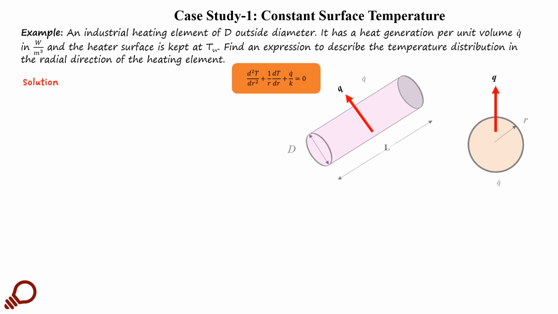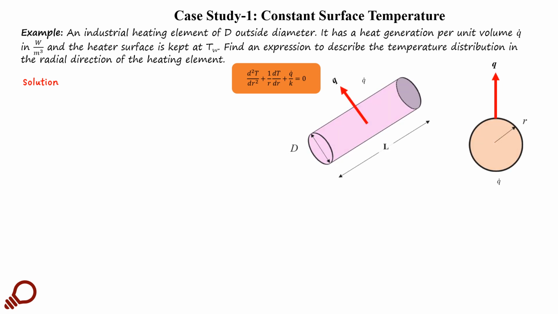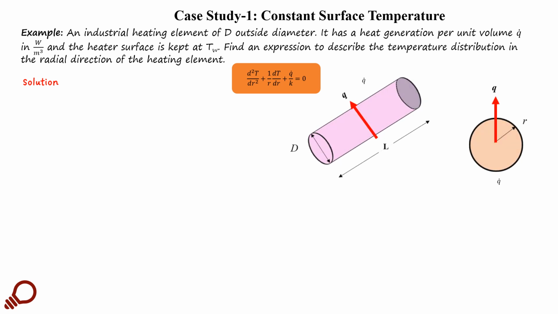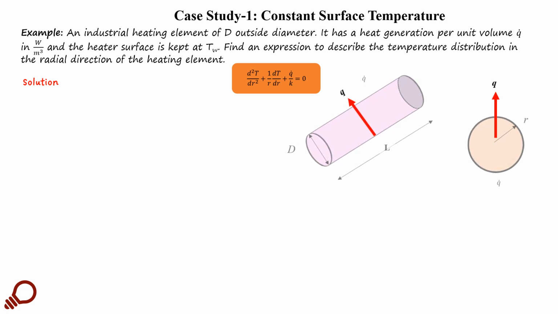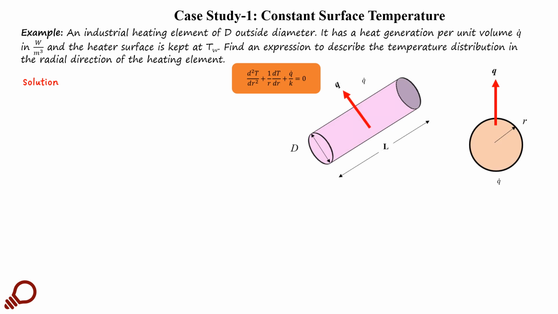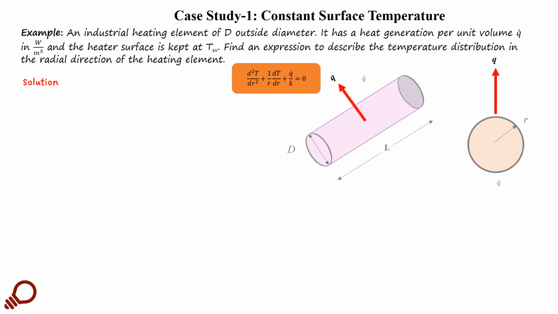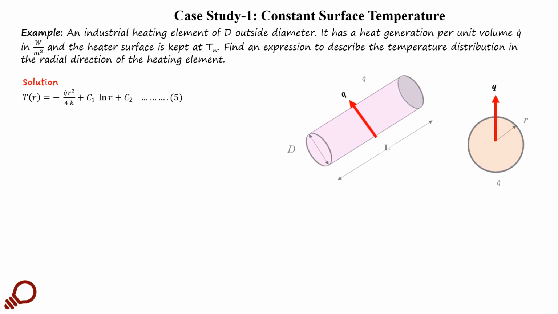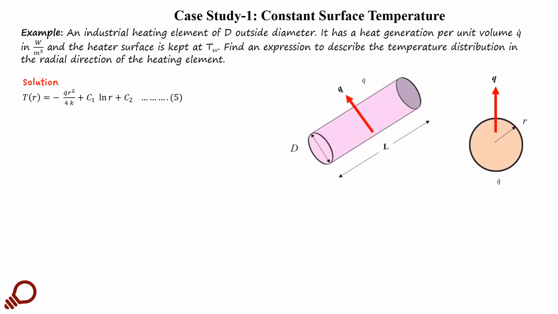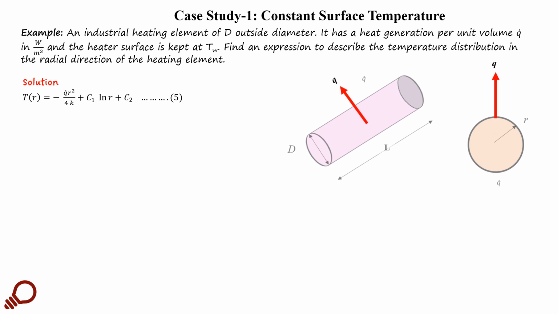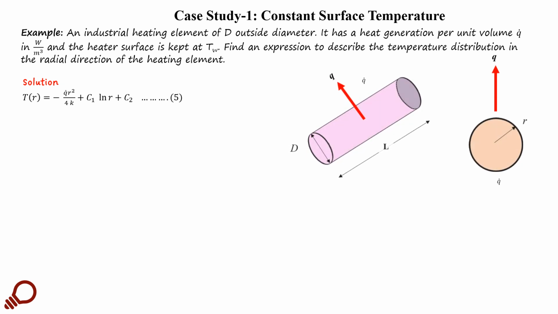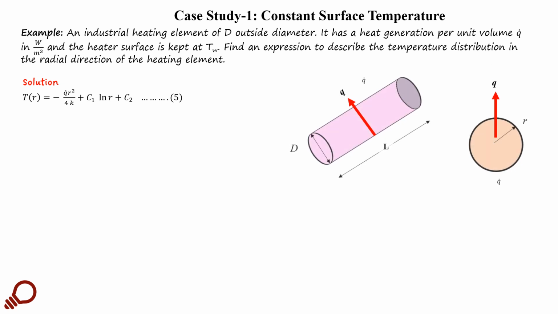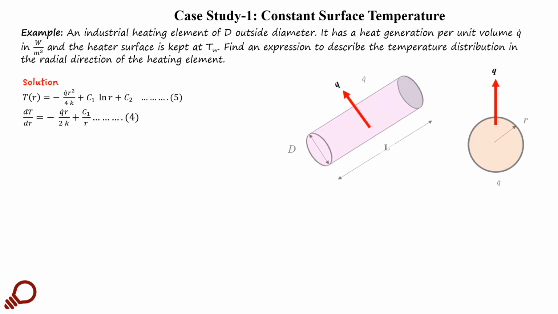For such a case, we will go to the general form d square T by dr square plus 1 over r dT by dr plus q dot divided by k equal to 0, which is the general form for one-dimensional heat transfer in the radial direction under steady state conditions. And equation 5, which is called the magic equation, we need two boundary conditions to find the constants of the integration, C1 and C2.